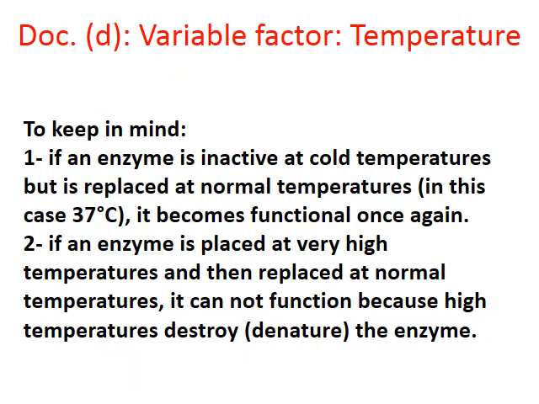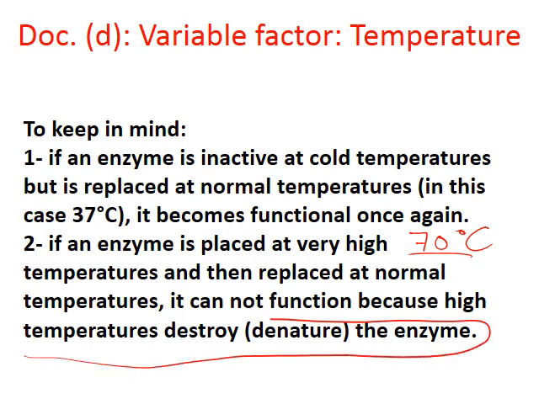If an enzyme is inactive at cold temperature, but is replaced at normal temperature, which is 37 degrees Celsius in this case, in the human body, it becomes functional again. While if an enzyme is placed at very high temperature, about 70 degrees Celsius for example, and then replaced at normal temperature, it won't function. Why? Because high temperature will denature the enzyme. So the enzyme is denatured, it can't function again.